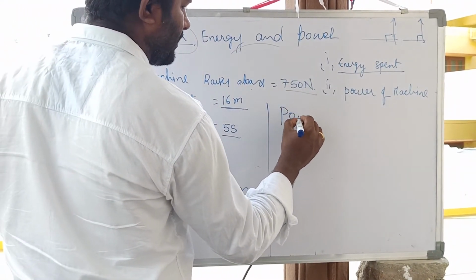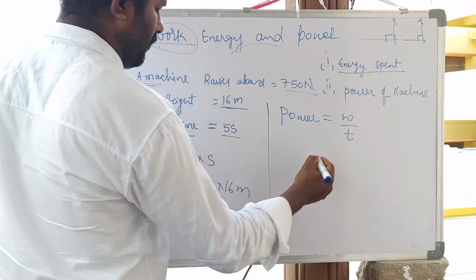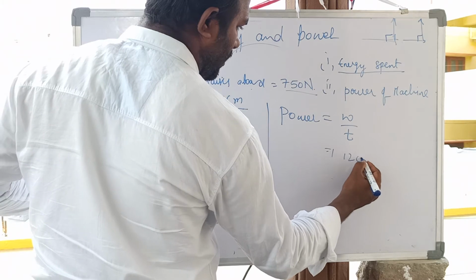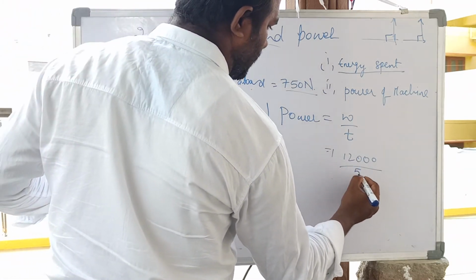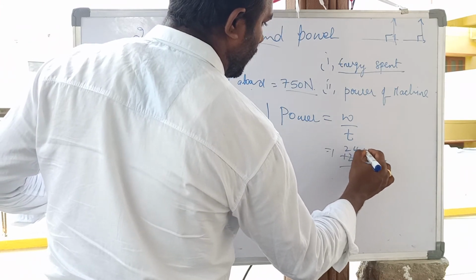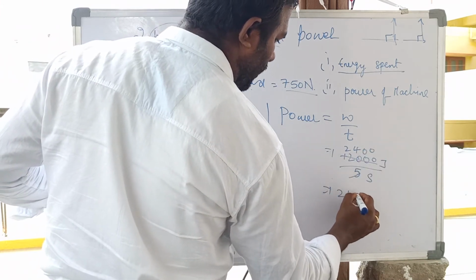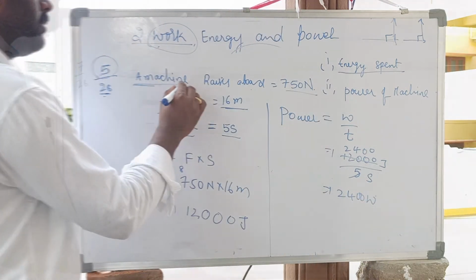Power they are asking. Power is easy. Power is equal to work by time. So how much work did we get? 12,000 by time, which is 5 seconds. So joules per second. 5 1s are 5, 5 2s are 10, 5 4s are 20. So 2,400 watts is the power spent by that machine.